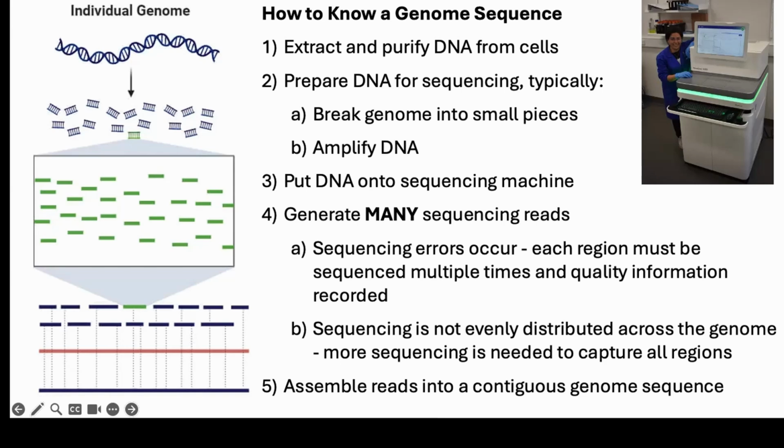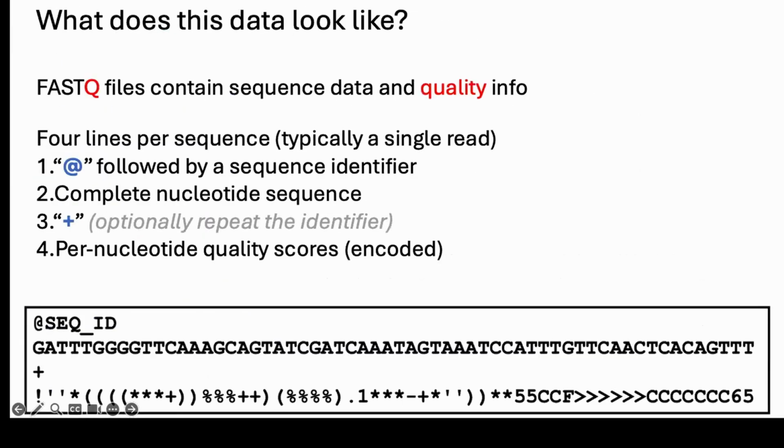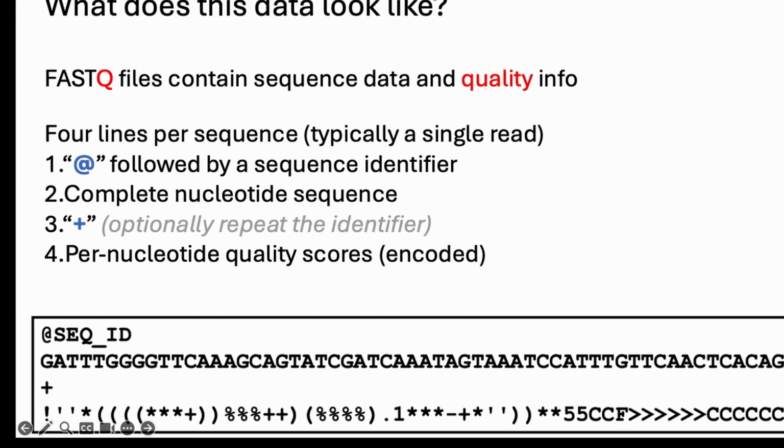So if you sequence an organism's genome, what happens? What does that data look like? Well, the data that you'll get off of a sequencer is usually a plain text file. And that plain text file is called a FASTQ file. It'll usually have an extension that's .fastq.